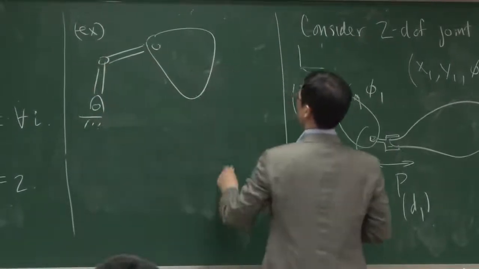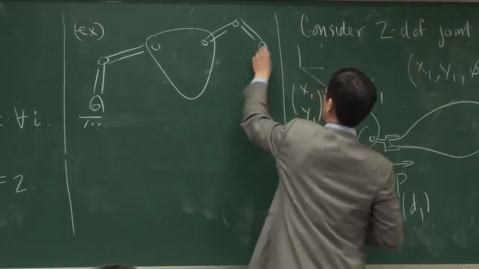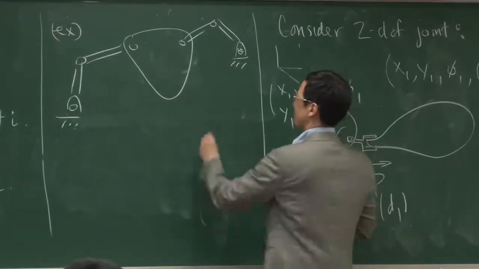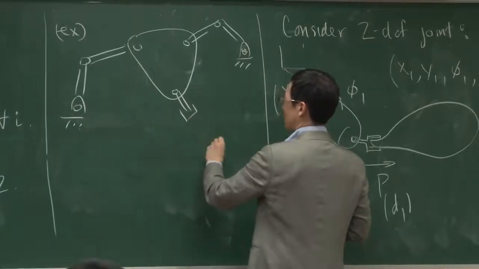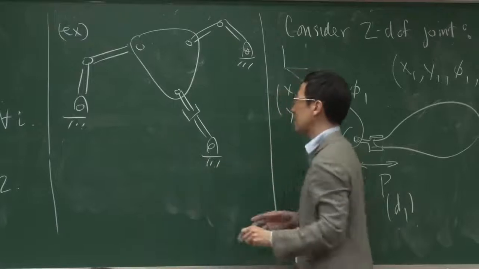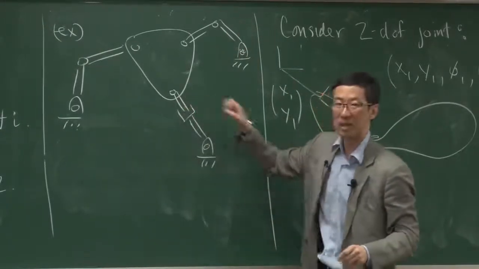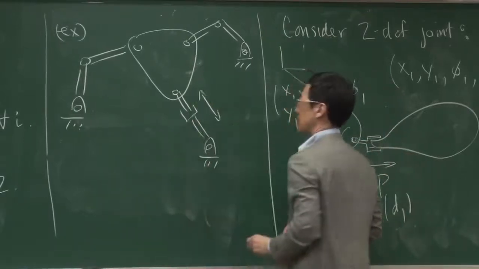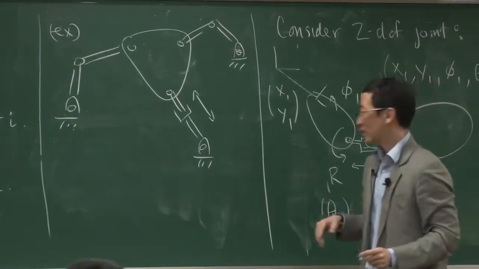Okay, so there's a leg there, leg here. Let's just change things slightly. I'm going to replace this structure with a P joint here. Okay, so it's a P joint. All right, let's calculate the degrees of freedom for this.